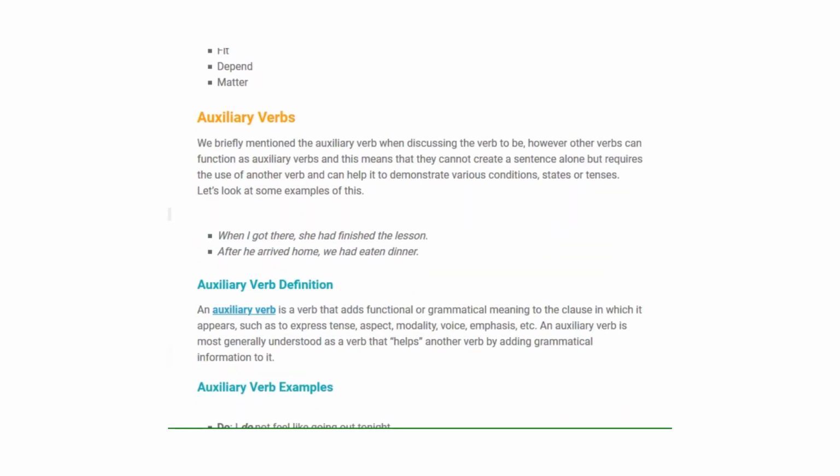And of course, we have the auxiliary verbs. We briefly mentioned the auxiliary verb when discussing the verb to be. However, other verbs can function as auxiliary verbs, and this means that they cannot create a sentence alone, but require the use of another verb and can help it to demonstrate various conditions, states, or tenses. Let's look at some examples of this. When I got there, she had finished the lesson. After he arrived home, we had eaten dinner.